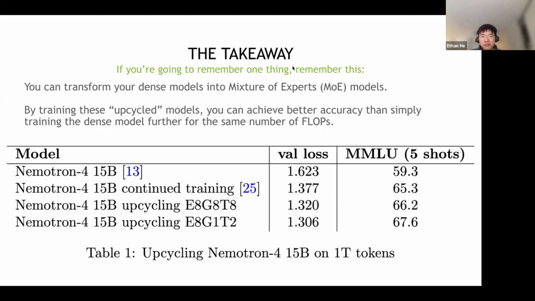In our scaling experiments, we tried upcycling a 15B model and applied 1 trillion tokens, and achieved roughly 5% improvement in terms of validation loss and 4% improvement on MMLU. It's exciting because the original sparse upcycling paper found it difficult to scale beyond 1 billion parameters. We found there are several key factors to go beyond 1 billion.